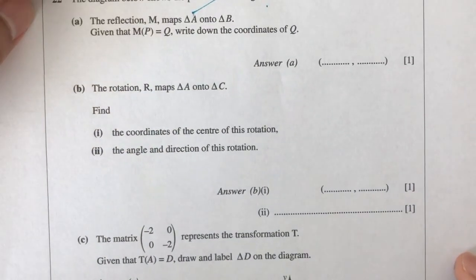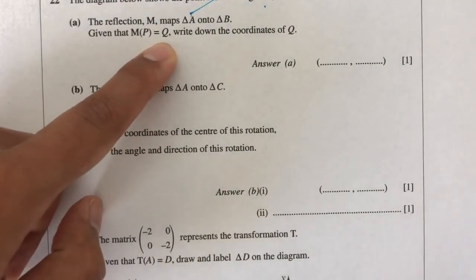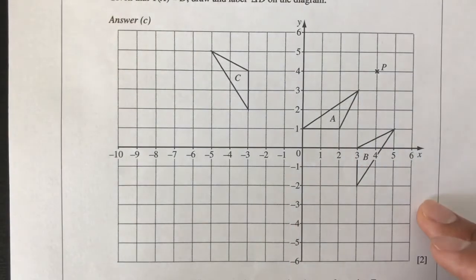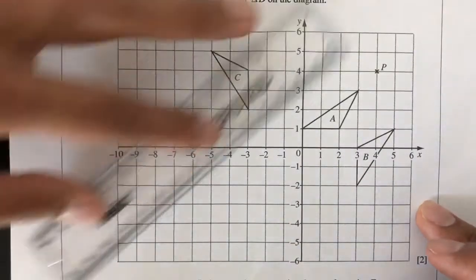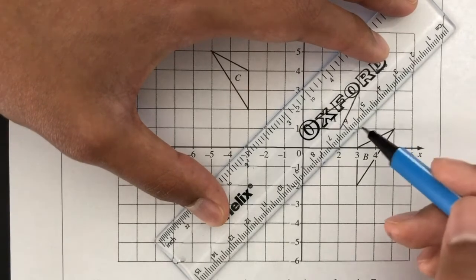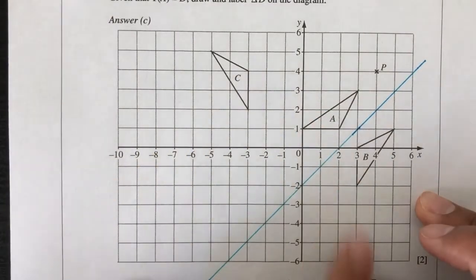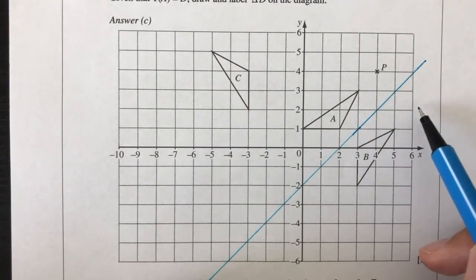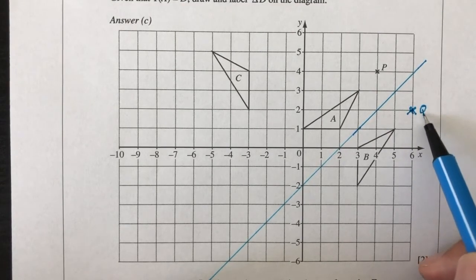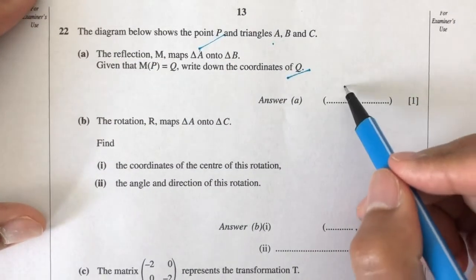Now it says that given that M maps point P onto point Q, write down the coordinates of Q. So let's find out what the line of reflection is for these two. In this case, it's pretty obvious that the line of reflection will be this line. That will be the line of reflection which maps A onto B. So P will become this point, which is Q. That will be 6, 2.